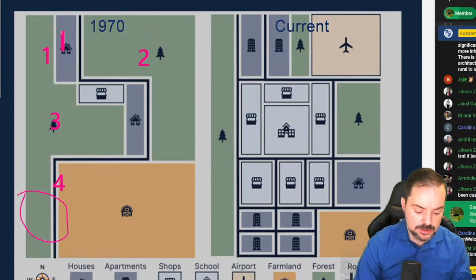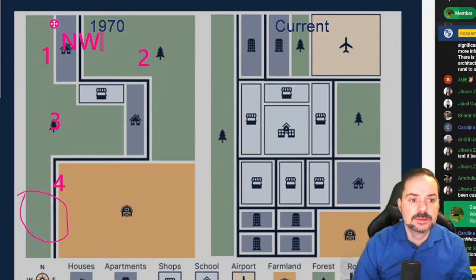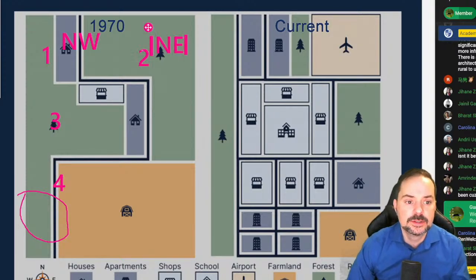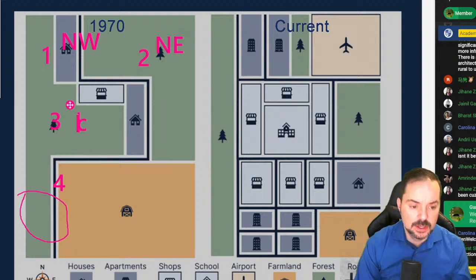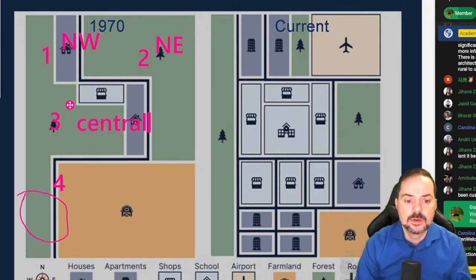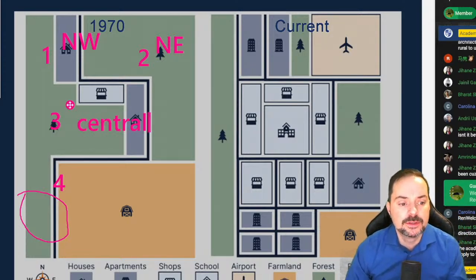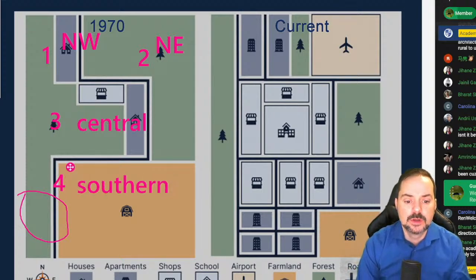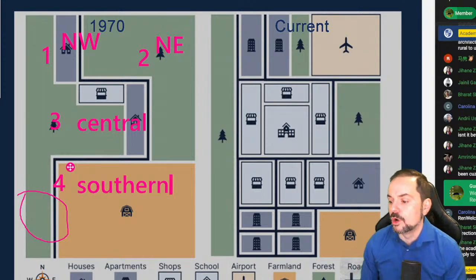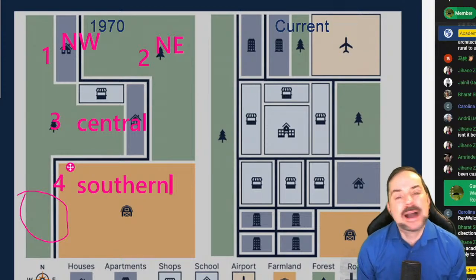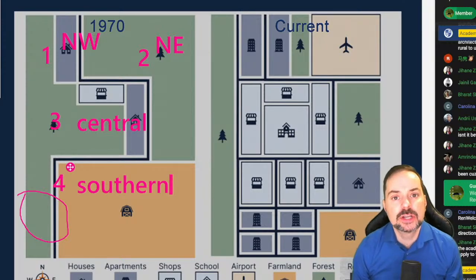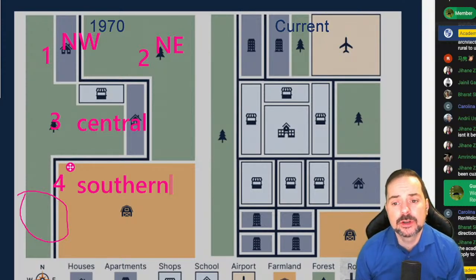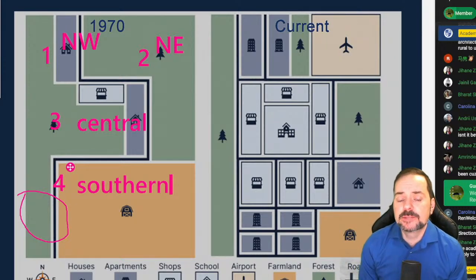So northwest, okay, that would be my point 1. Northeast would be my point 2. Central would be my point 3. And then southern would be my point 4. This doesn't mean that you have to follow the same logic that I have when you're comparing these two maps. You could have a little bit of a different logic, but this makes sense to me.